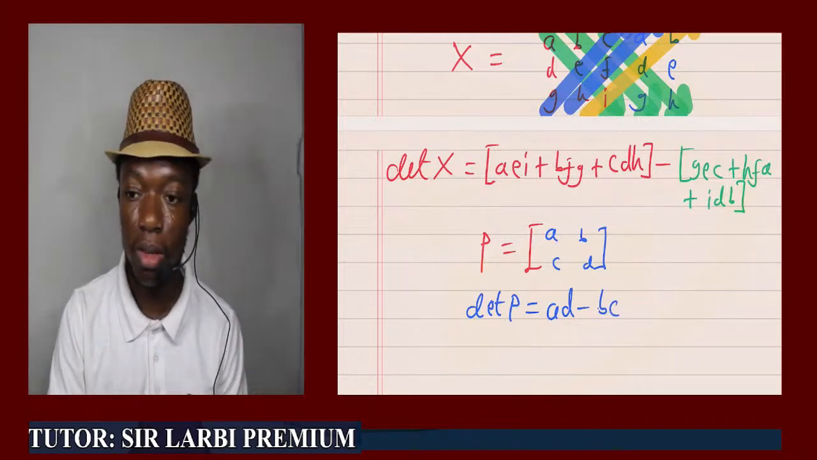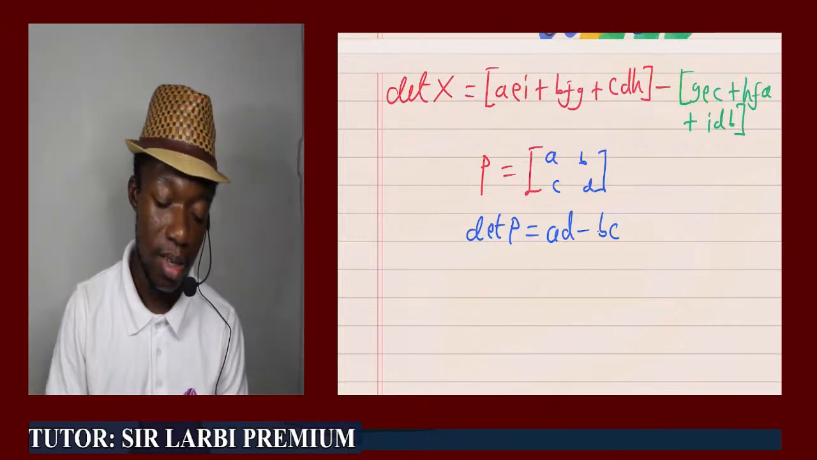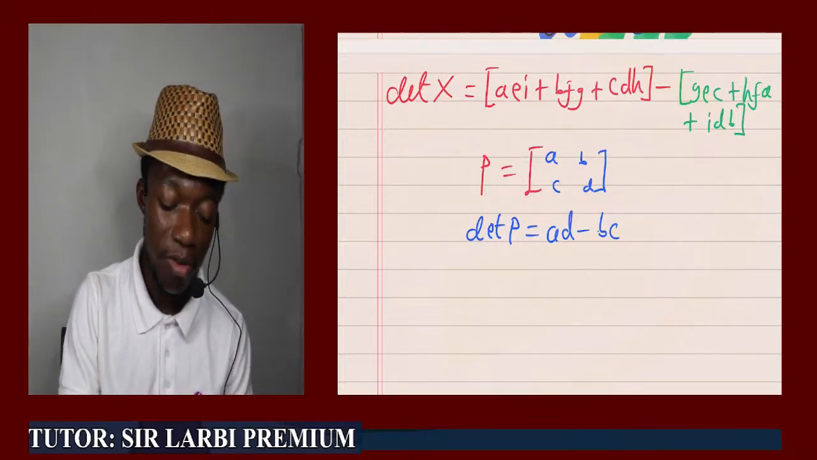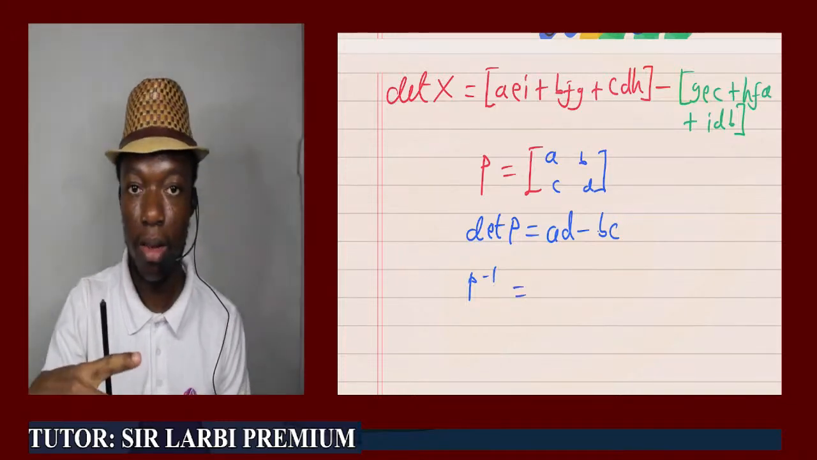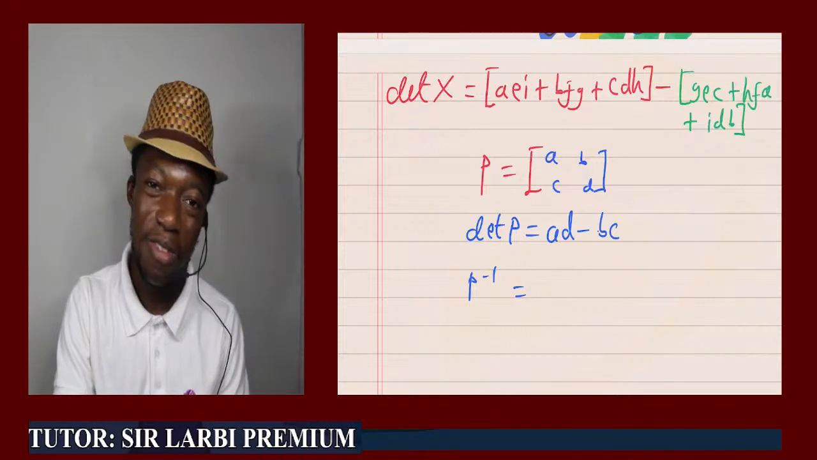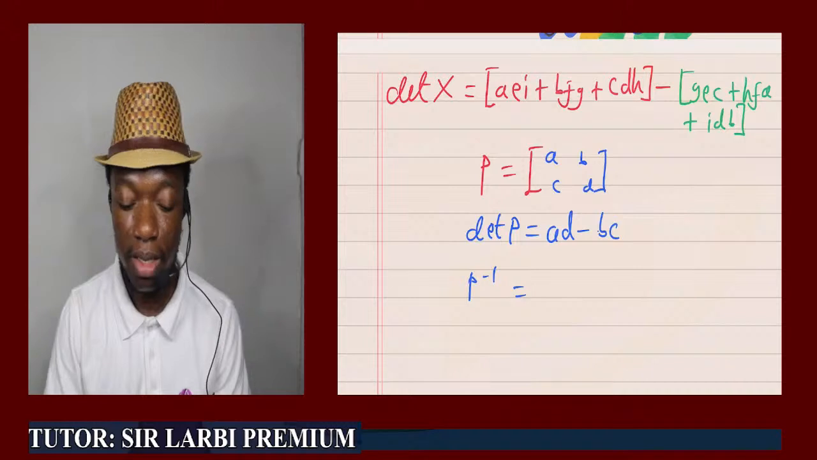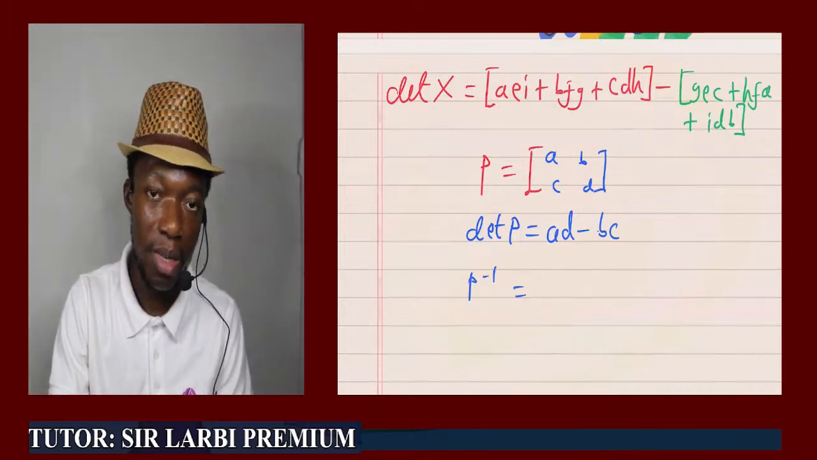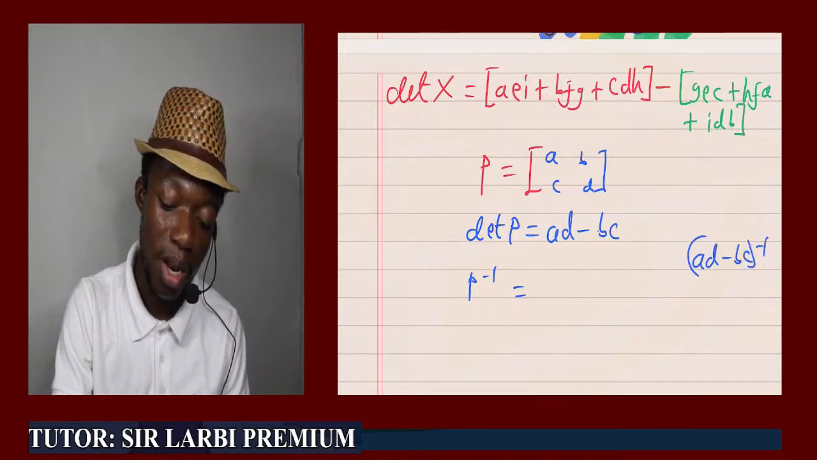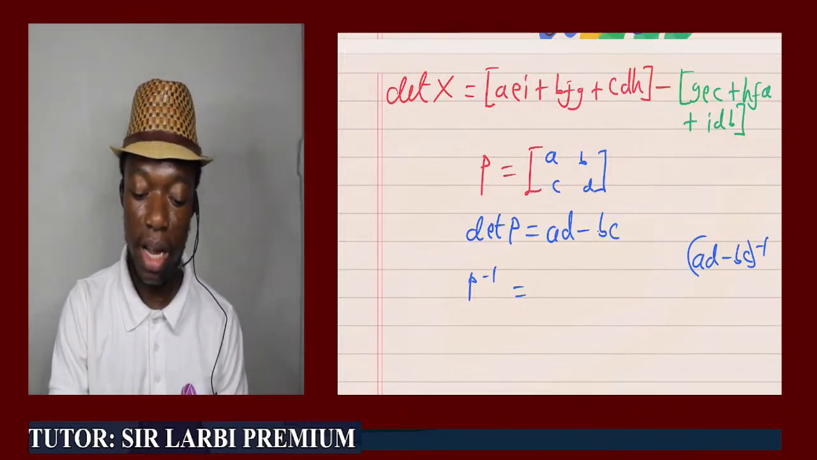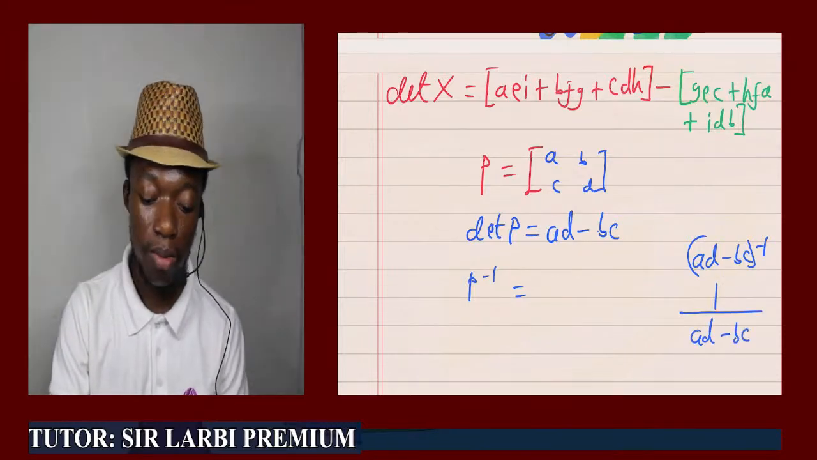So once we find AD minus BC, then to find the inverse of P, P inverse as a matrix is going to be the inverse of the determinant, which is AD minus BC. So to find the inverse, you write it like this: AD minus BC, all to the power negative 1. And having this, I can write this as 1 over AD minus BC.